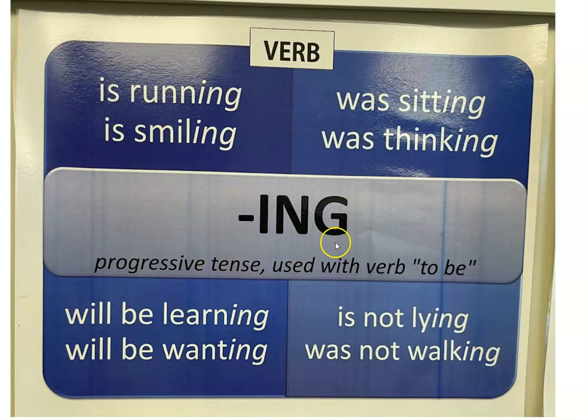And then ing, we add to the end of a base form of a verb to make the progressive tense, right? It's used with a form of to be: is, am, are, was, were, will be. Hopefully you remember those from last year. So is running. We add ing to the end of run to make the progressive tense. Smiling is smiling. Was thinking, was sitting. Now, what you do have to be aware of is that these words with ing can be used as nouns and adjectives as well. We're going to look at that this year. So it's important to know that when it's being used as a verb, you are going to have these helping verbs in front. Is, am, are, was, were, will be.